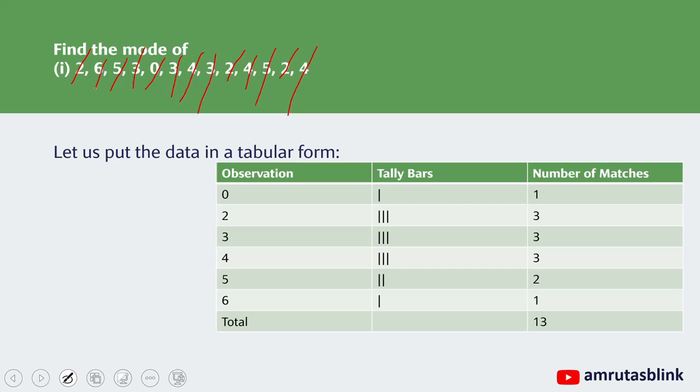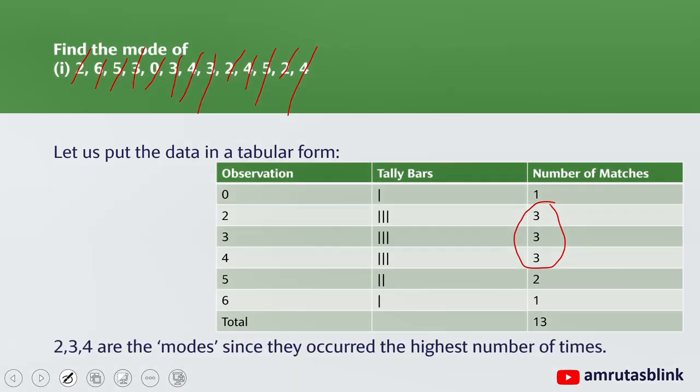Now here if you observe, the maximum number of matches is 3, but 2 has occurred 3 times, 3 has also occurred 3 times and 4 has also occurred 3 times. So the maximum number of matches is 3. Hence we can say that there are 3 modes: 2, 3 and 4. All 3 entries are modes of the data, and such data where more than one mode exists is called multimodal data. So multimodal data has more than one mode.